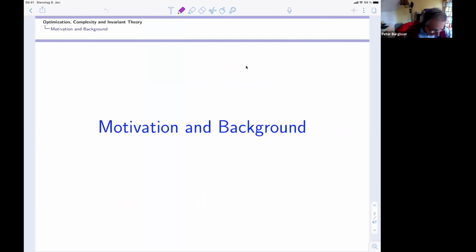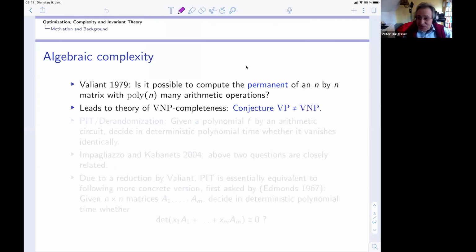So where are my origins? My origins are in algebraic complexity theory, and actually the topic of the talk is in some way connected to it. There is this famous question going back to Leslie Valiant from 1979, where he asked whether one can compute the permanent of an n by n matrix with a number of arithmetic operations polynomially bounded in n.